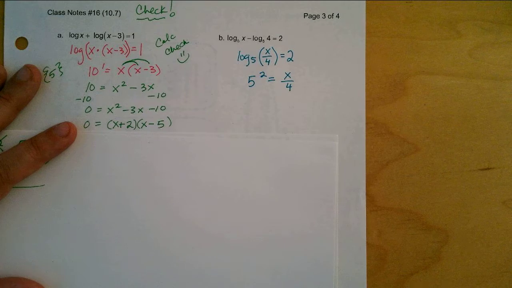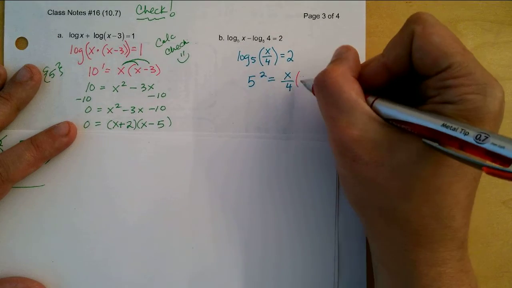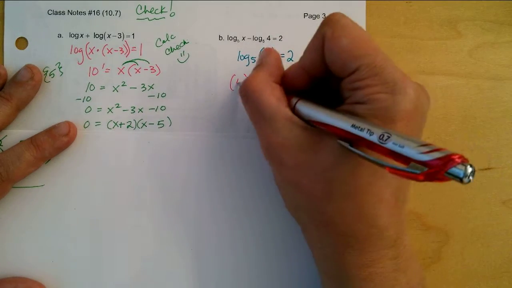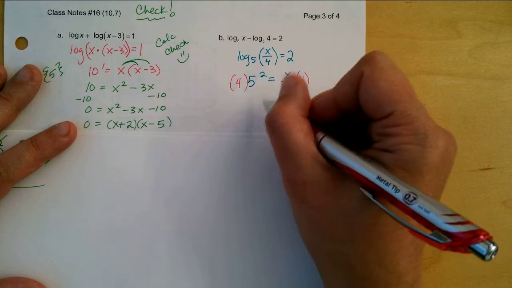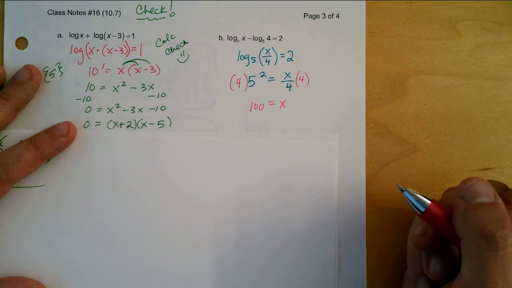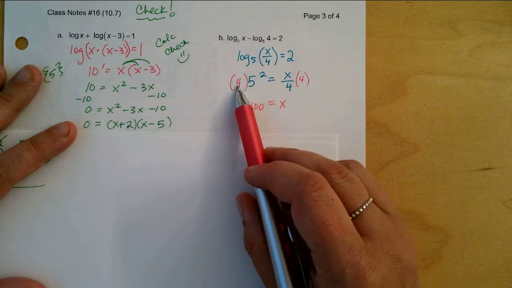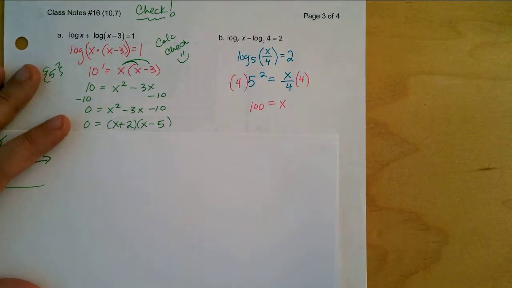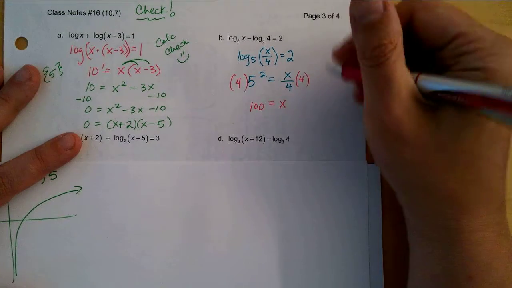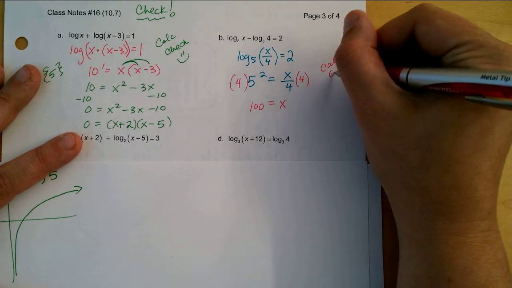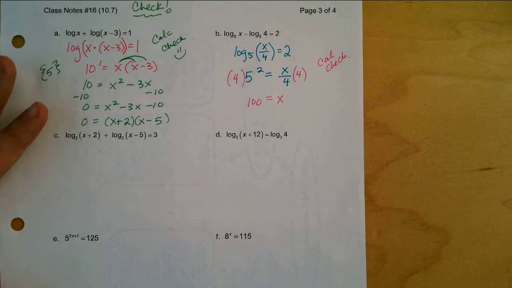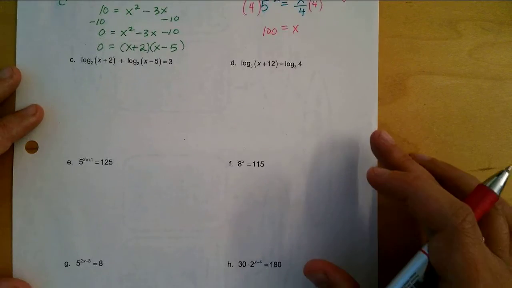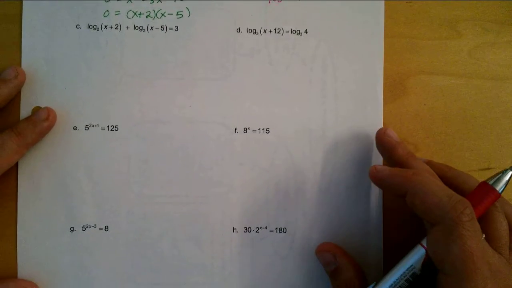And now what could you do to solve next? Times 4 on both sides. X equals 100. Good. How'd you get 100? Good. 25 times 4. And now go ahead and you can check that on your calculator. So I'm going to assume it's right, but we're going to do a calculator check. Okay. So go ahead and do that at your leisure.